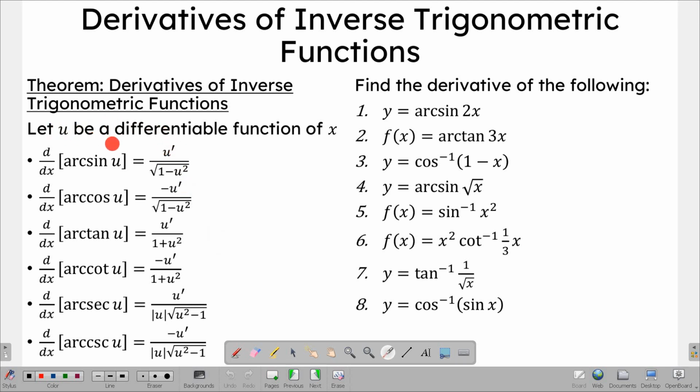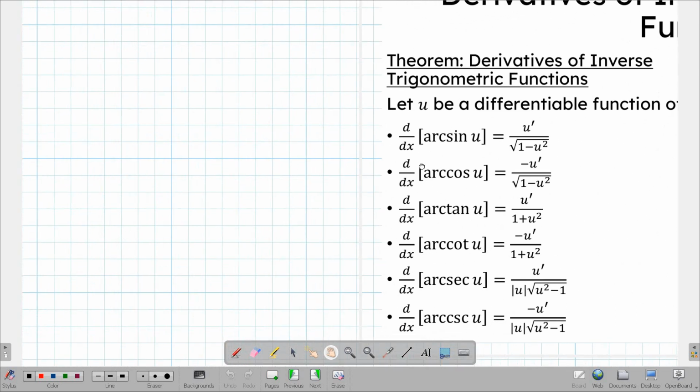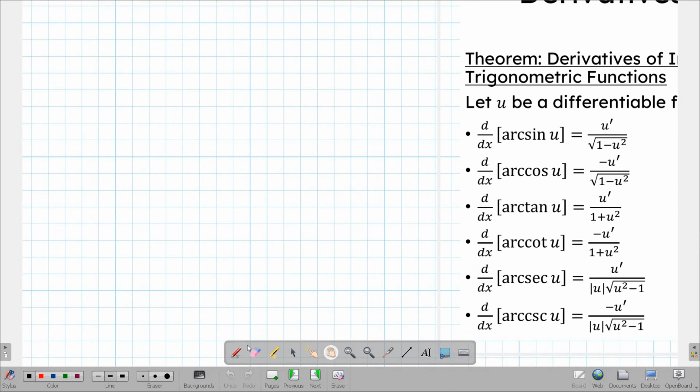Let u be a differentiable function of x. So this is already in its chain rule form. Just take note, however, that these derivative forms do not contain a trigonometric function. Why is that? Let's take a look at the derivative of arc sine x, for example. How come the derivative of arc sine x is this expression without any trigonometric function?